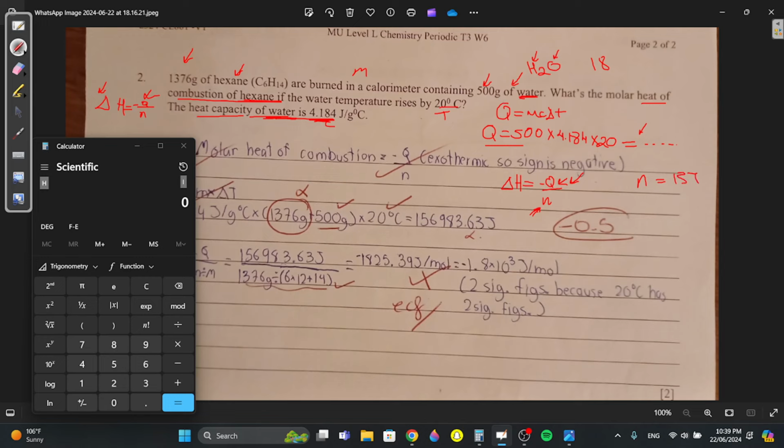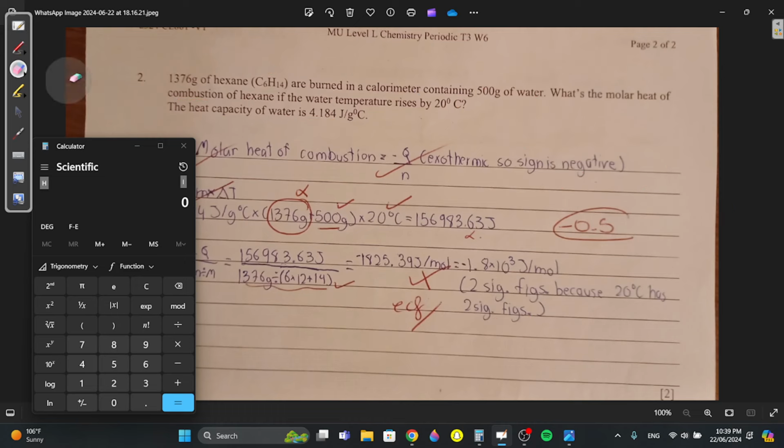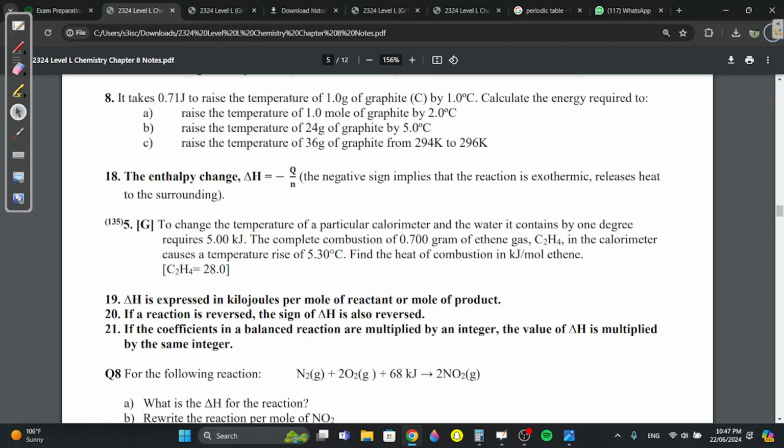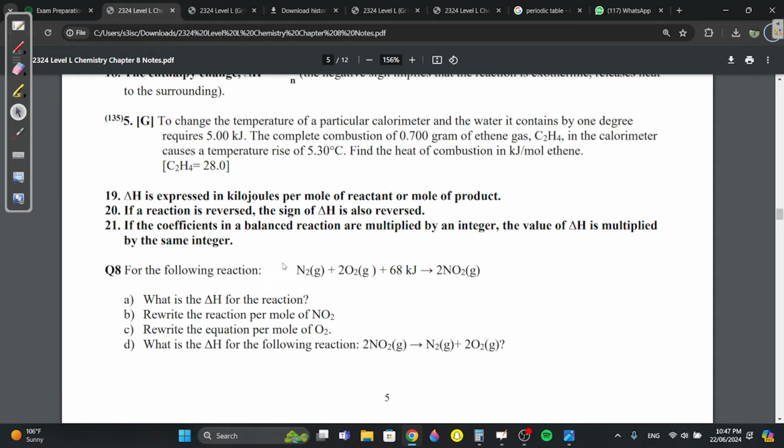And see, they wouldn't give it to you if you weren't going to use it. C6H14. The molar mass of C6H14 would be 12 times 6 plus 14 times 1, because each carbon is 12. You do this on a calculator. Divide this answer by this answer, and whatever you get, make it two significant figures, because you take the least number of significant figures. In this case, it's 20 degrees, which is two significant figures. Okay, so let's continue with the notes.